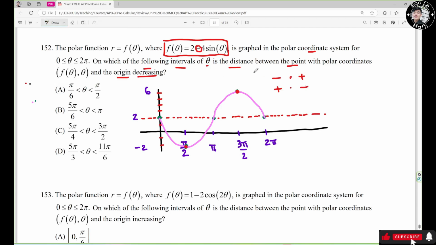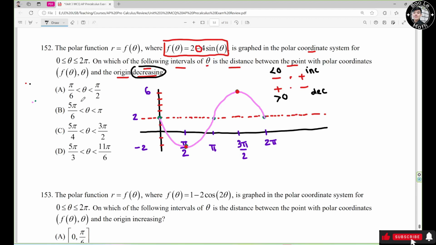So what does that mean? Negative means the function is below the axis, the function less than 0. Positive here means the function is increasing. Now positive here means the function is above the axis, and this one, the function is decreasing. So it makes the distance between the point and the origin decreasing. Keep that in mind.